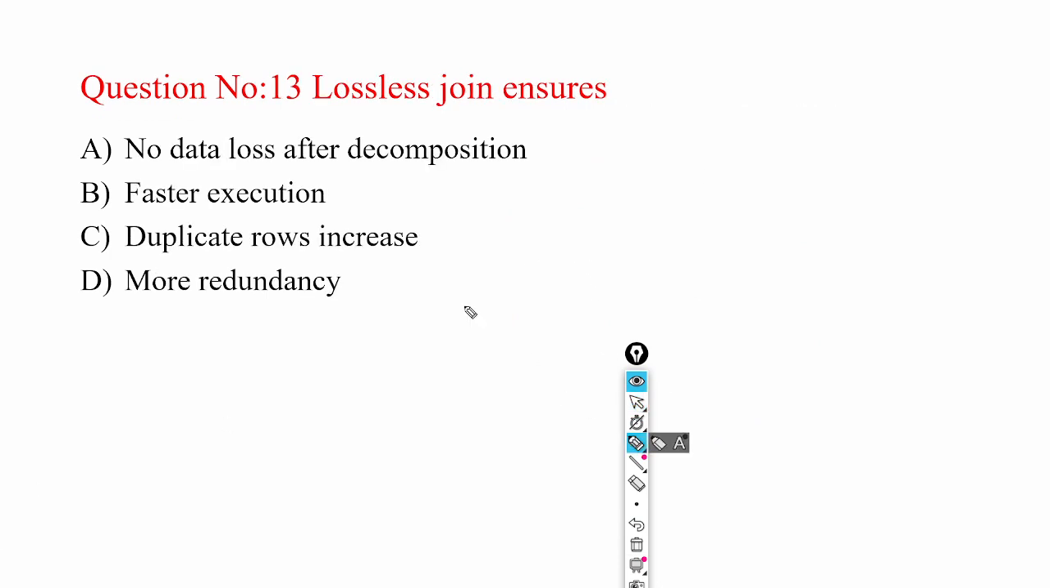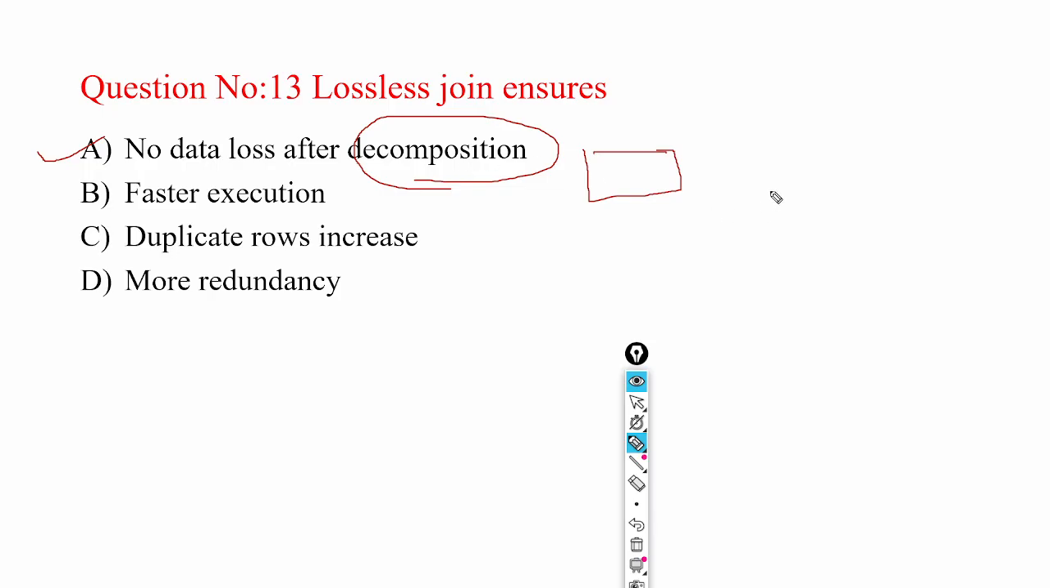Question number 13. Lossless joins ensure: no data loss after decomposition, faster execution, duplicate rows increase, more redundancy. So the correct answer is option A, no data loss after decomposition. Lossless joins ensure the original relation is reconstructed perfectly after decomposition. If we reconstruct the table, we will get the perfect original, that we call a lossless join.